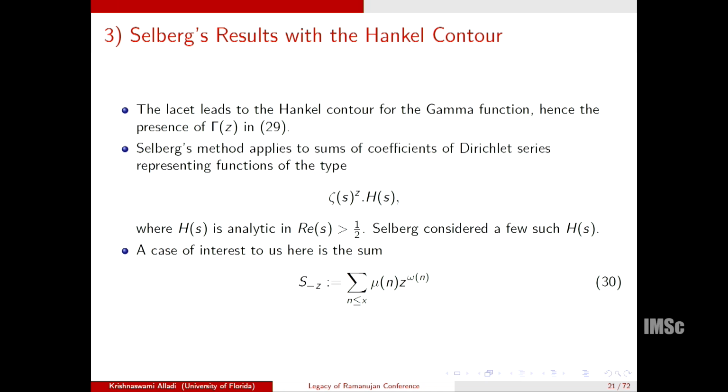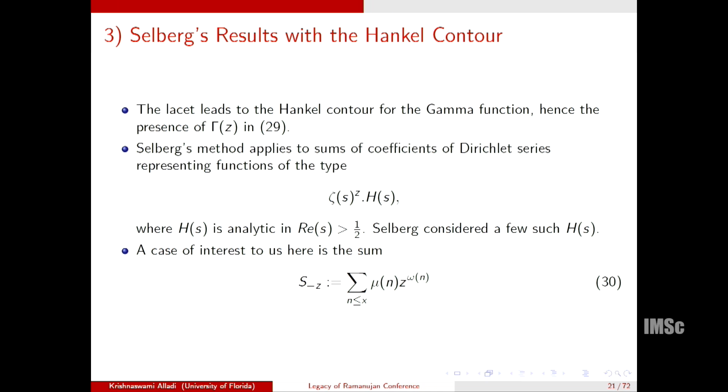Now, Selberg noticed that you can deal not just with zeta(s) to the power of z, you can multiply it with some other Dirichlet series, which is convergent or analytic in real part of s greater than half, and he gave some important examples of this to solve a certain question of Hardy on the local distribution of the number of prime factors. Okay. Now, the case of interest for us here is the sum of mu(n) z to the omega(n).